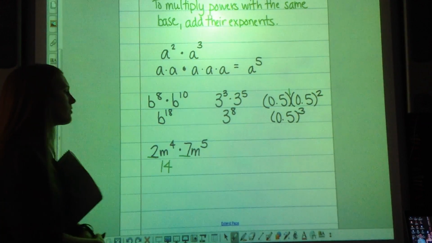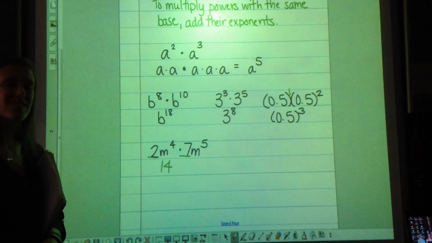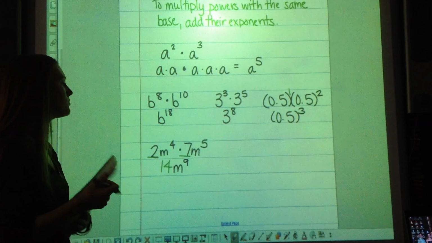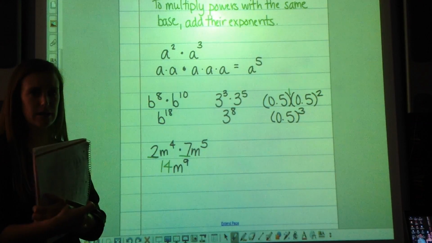Now that I'm done with the coefficients, I can work with the variables. Because they have the same base, I can add their exponents. So my answer is 14n to the 9.